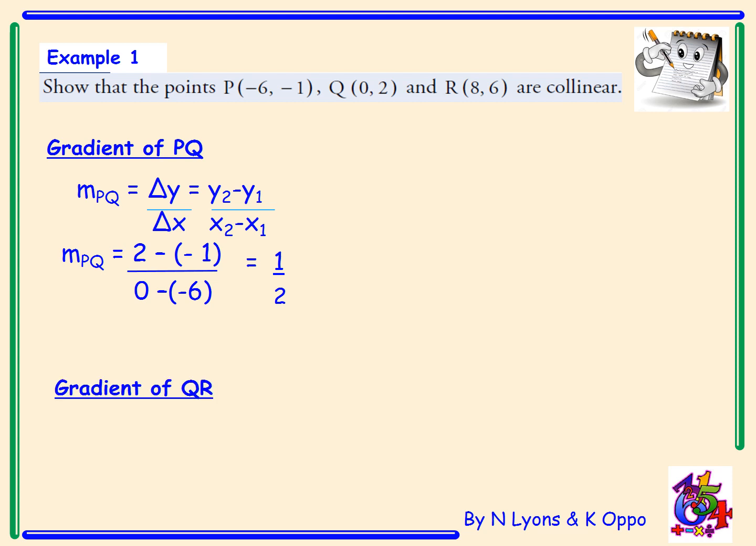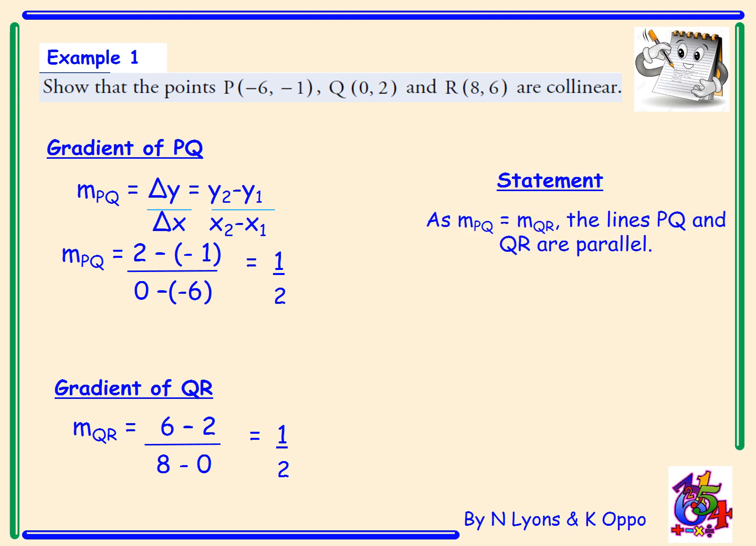The gradient of QR: difference in y's will be 6 take away 2 over a difference in x, which will be 8 take away 0. This will give 4 over 8, which again cancels to 1 over 2. We then need to write a statement. As the gradient of PQ is equal to the gradient of QR, this means that the lines PQ and QR are parallel. However, since we have Q as a common point, P, Q and R are collinear.